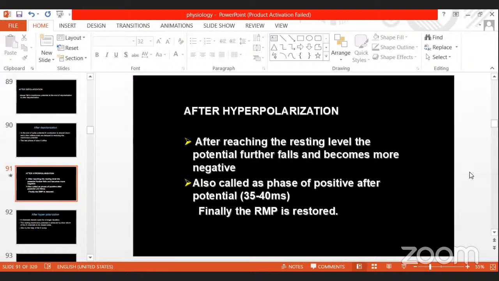And after hyperpolarization, that is after reaching the resting level, there is a further fall and it becomes more negative. That is also known as positive after potential. It reaches around 35 to 40 milliseconds. Finally, the resting membrane potential is restored by the action of the sodium-potassium pump.